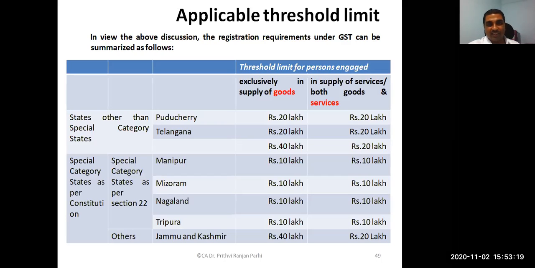So if you look at this chart, it explains in case of goods, what is the threshold limit for registration, and in case of services, what is the threshold limit for registration. These are the states, let us say Pondicherry, Telangana, Manipur, Mizoram, Nagaland, Tripura, Jammu and Kashmir. For goods, the limits are 20 lakh, 20 lakh, 40 lakh, 10 lakh, 10 lakh, 10 lakh, 10 lakh, 40 lakh, respectively. And for services, the limit is 20 lakh, 20 lakh, 20 lakh, 10 lakh, 10 lakh, 10 lakh, 20 lakh, respectively. So in different states, different limits are there.